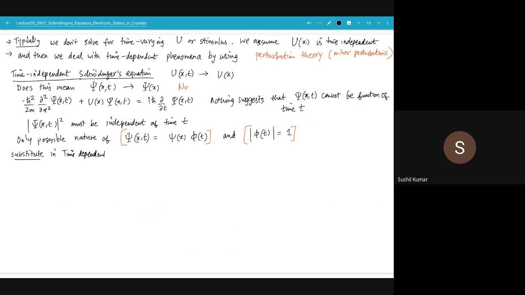dependent Schrodinger's equation, and you can derive. So not you, I'm not deriving this. There are a few steps, and you can derive the following: minus h bar squared over 2m del squared over del x squared psi of x, so I am skipping some steps here, plus U of x psi of x equal to E times psi of x.